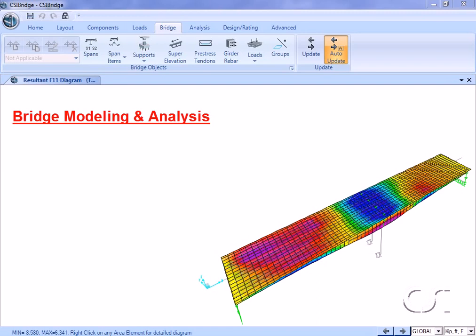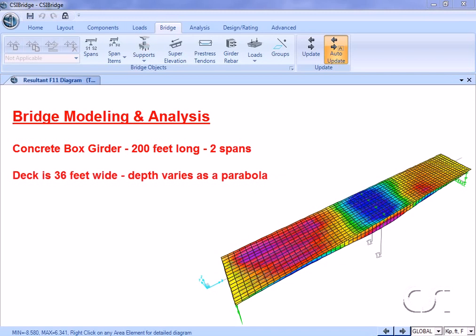This tutorial will show some of the powerful tools CSiBridge offers for the sophisticated modeling and analysis of bridges. The bridge we will model will be a 200-foot long concrete box girder with 2 spans, with a deck 36 feet wide and a depth that varies as a parabola. It will support 2 lanes of traffic, each 14 feet wide, and it will be pre-stressed in the girders of the concrete box section. Lanes and vehicles will be used to generate both influence surfaces and a multi-step live load analysis.